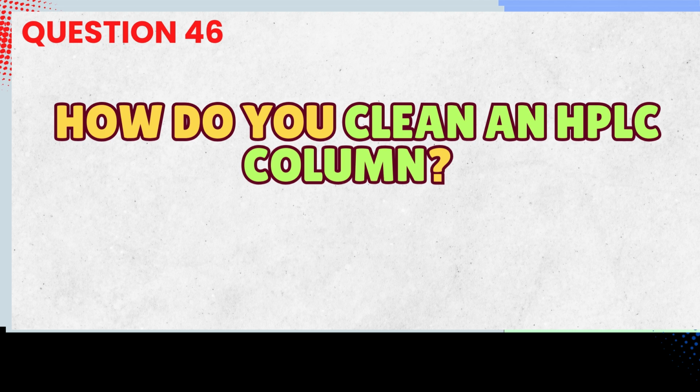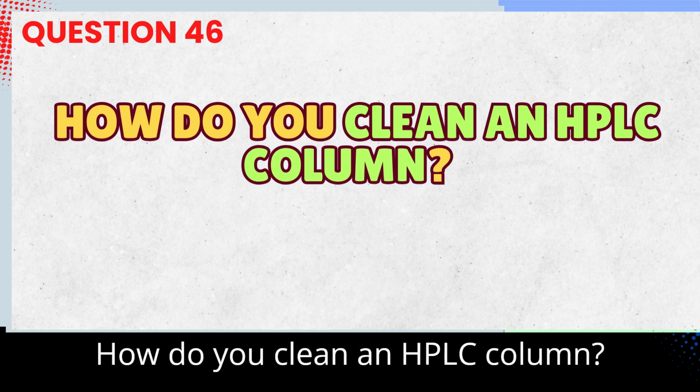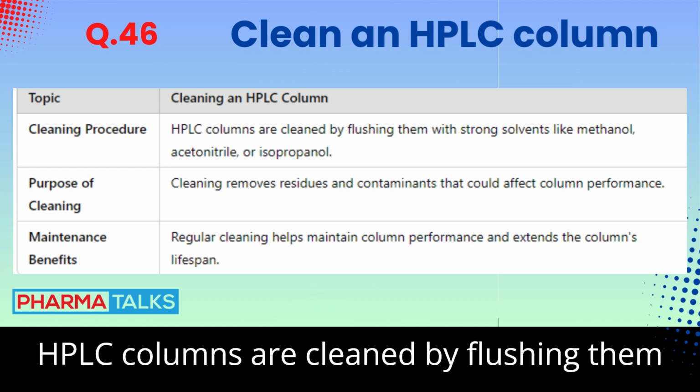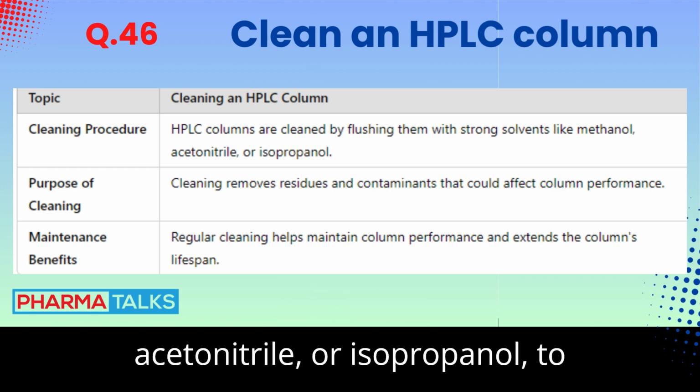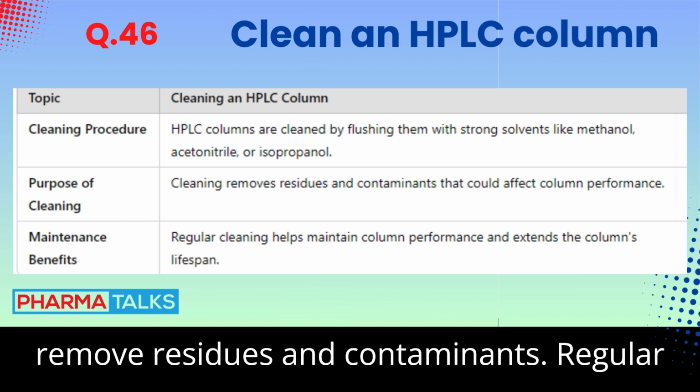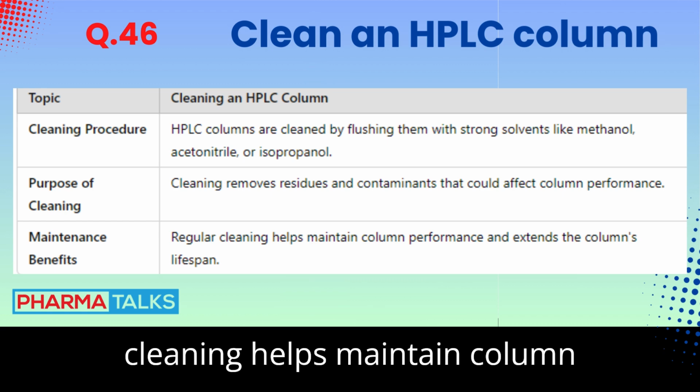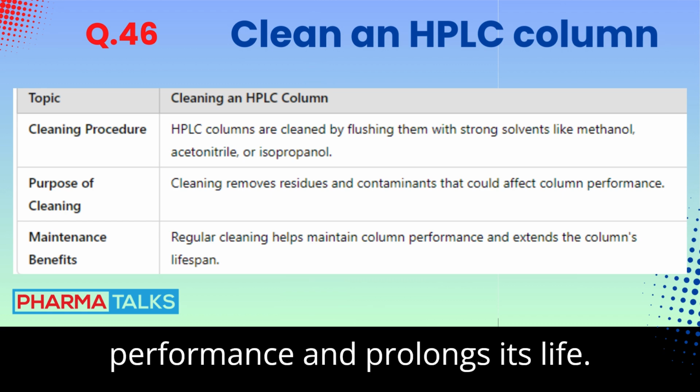Question 46. How do you clean an HPLC column? Answer. HPLC columns are cleaned by flushing them with strong solvents, such as methanol, acetonitrile, or isopropanol, to remove residues and contaminants. Regular cleaning helps maintain column performance and prolongs its life.